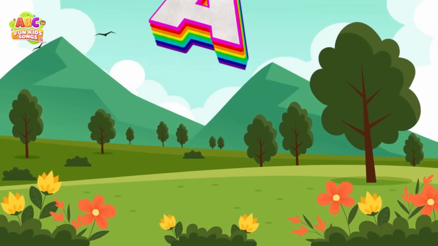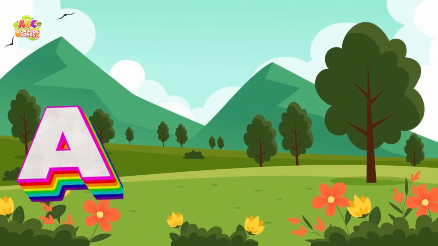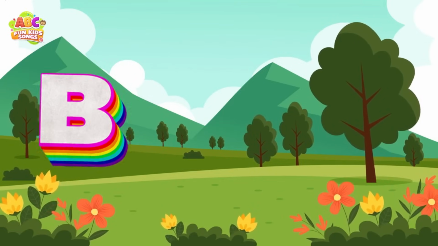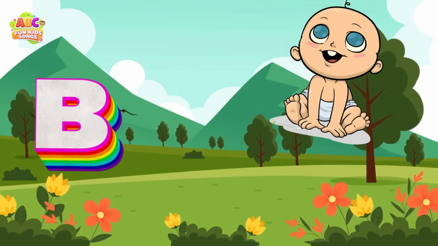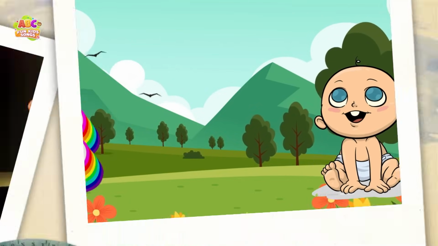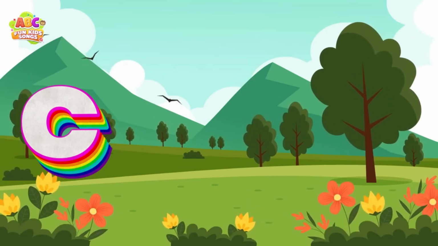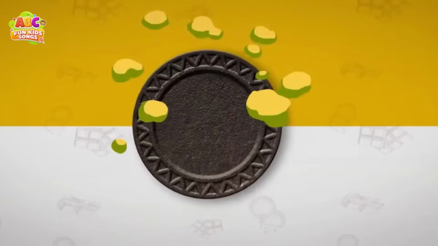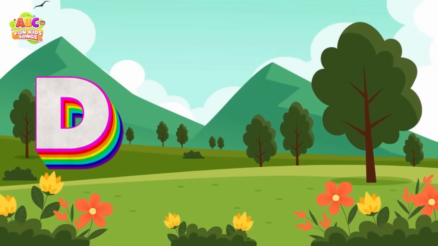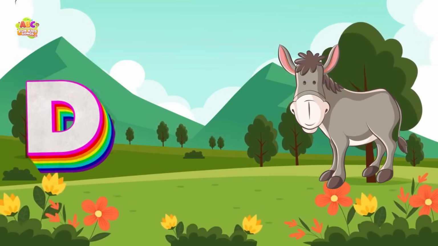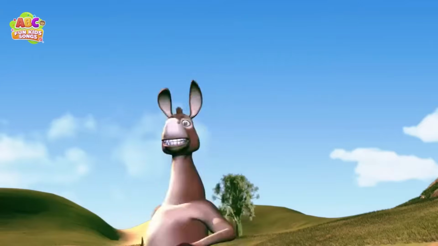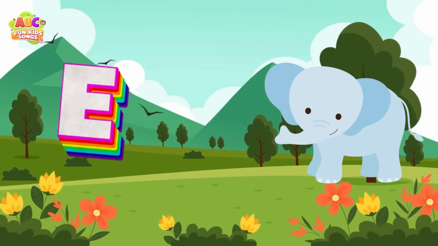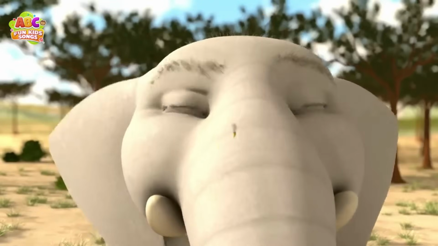Come on! A is for airplane. B is for baby. C is for cookie. D is for donkey. E is for elephant.